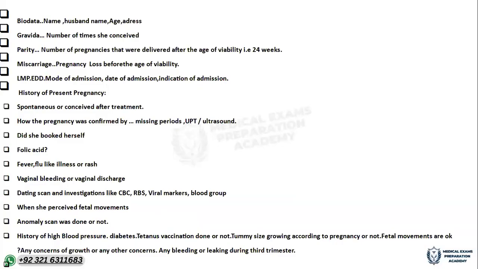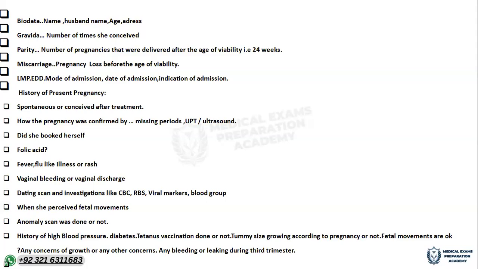So the first part is we will ask the biodata, which will include the name, husband name, her age, and the postal address. Then we will ask about gravidity, parity, and the miscarriage. So everyone must be familiar with these terms. Gravida means that number of times she has conceived, and para means that number of pregnancies that were delivered after the age of viability. And what's the age of viability? It is 24 weeks of pregnancy.